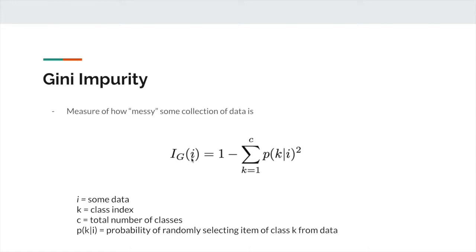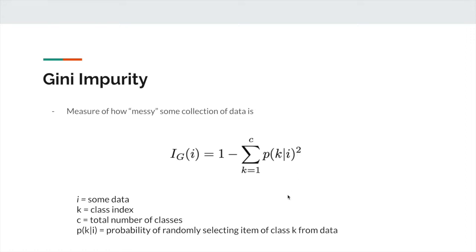So this whole statement says the impurity, the Gini impurity, that's why there's a G here, of some data I is equal to 1 minus the sum, for each class in the data, of the probability that a randomly selected item from the data corresponds to that class. And all of the probabilities are squared.